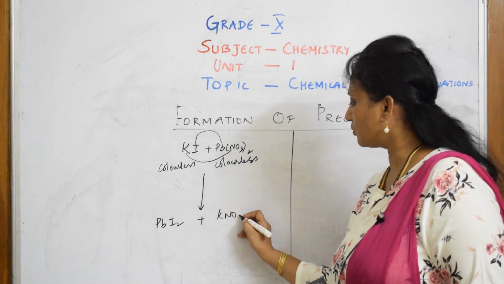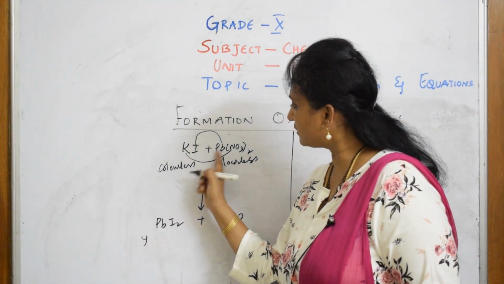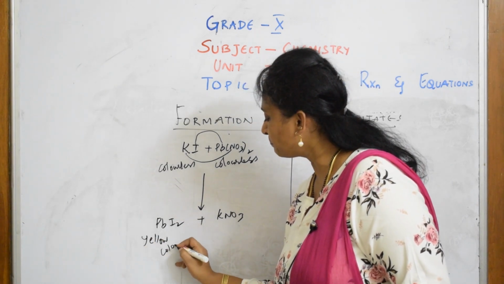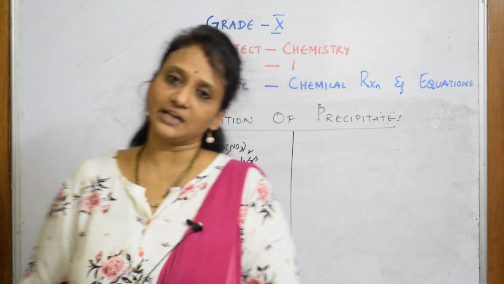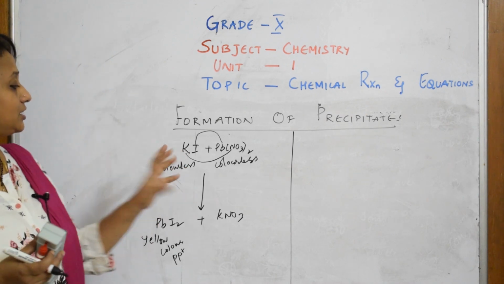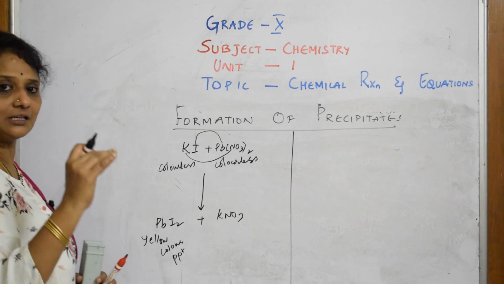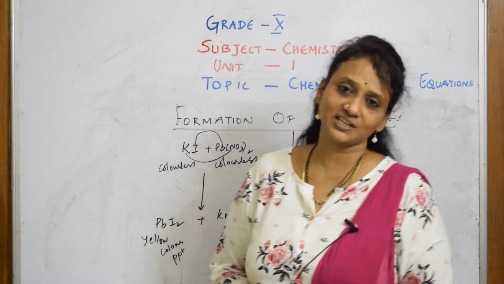Now, what is the color of this? PbI2 forms by exchange of ions, and there's a formation of a yellow color precipitate. I'll be showing it to you in the activity. There is an activity attached at the end of the video. You can see the beautiful yellow color of lead iodide. So from colorless to a yellow precipitate, a thick precipitate is formed at the base, indicating that the chemical reaction has occurred.